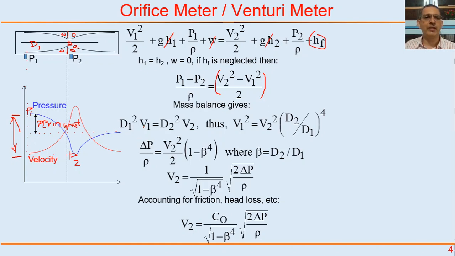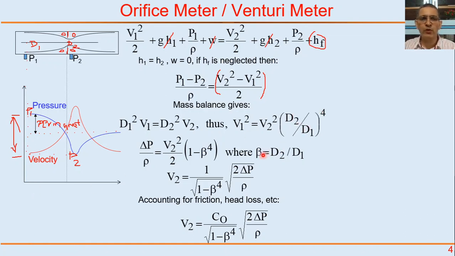D1 square V1, that's the volumetric flow rate, multiplied by pi by 4 of course, and pi by 4 just cancels out from both sides, must be equal to D2 square V2. So V1 I can replace as D2 square divided by D1 square multiplied by V2, and then V1 square would be the square of that. V1 square would be V2 square multiplied by D2 by D1 raised to 4.